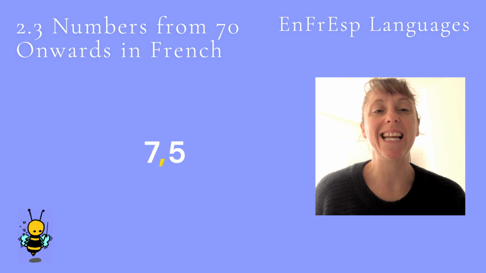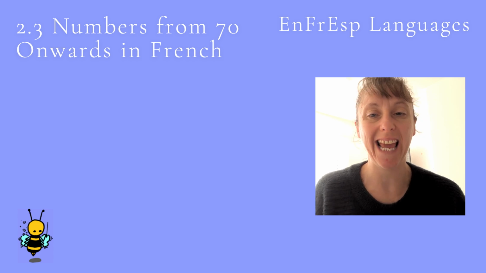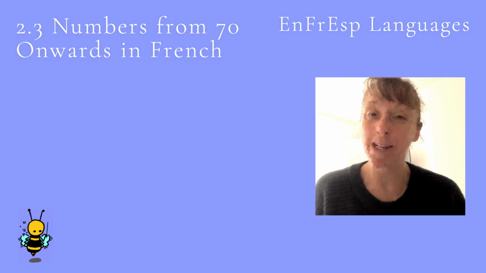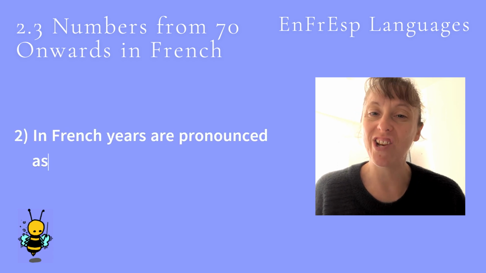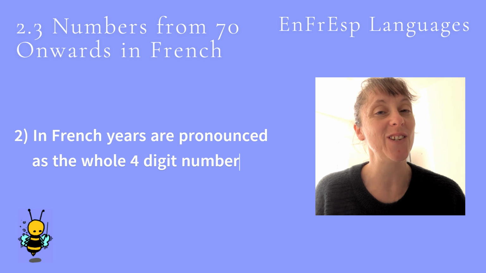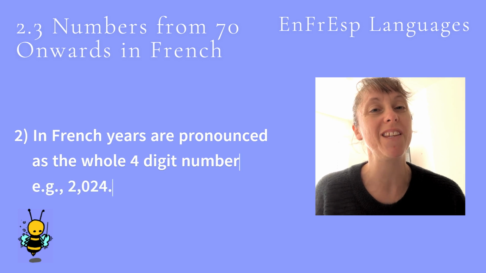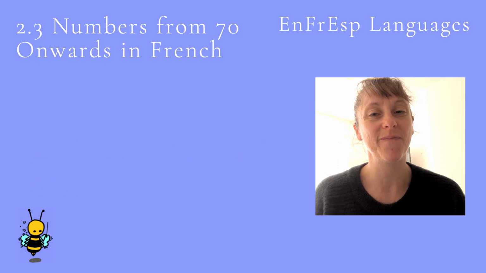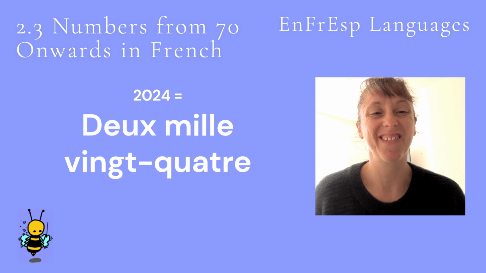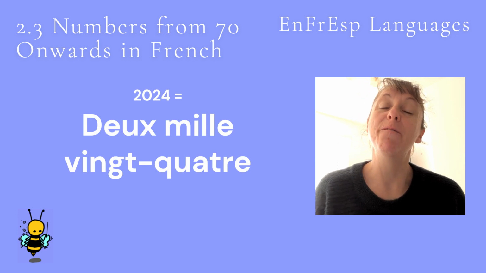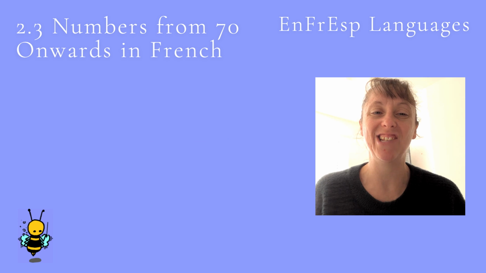The second point is how to pronounce years. In English, we would say this is twenty twenty-four, but in French, they would say this is deux mille vingt-quatre. So, deux mille vingt-quatre.